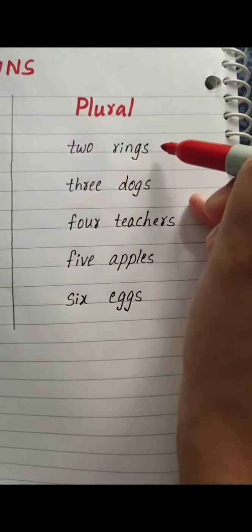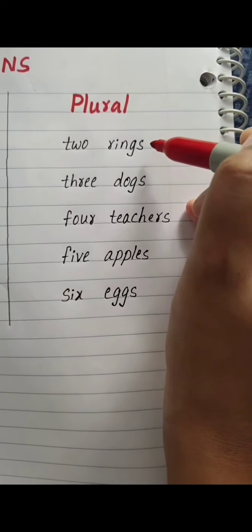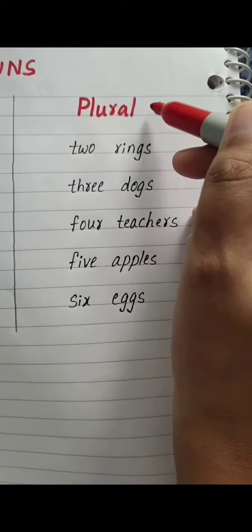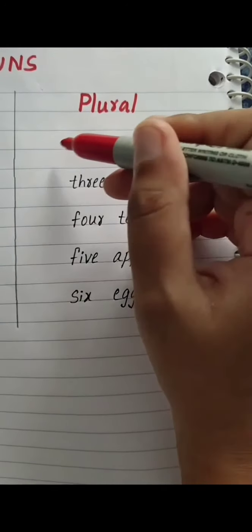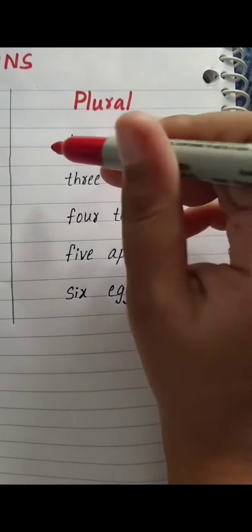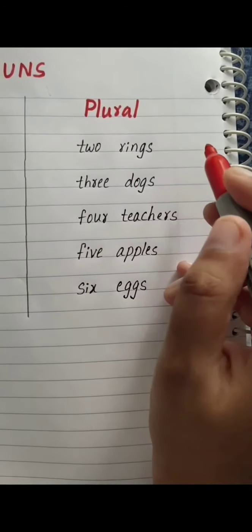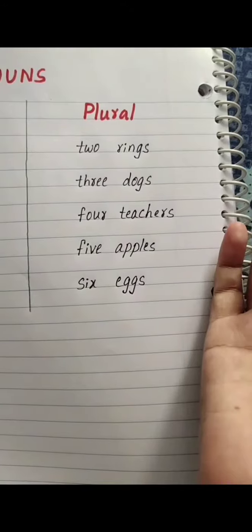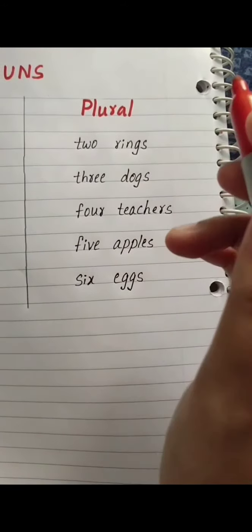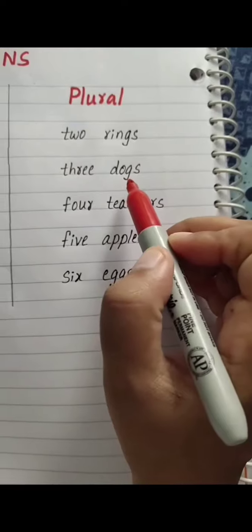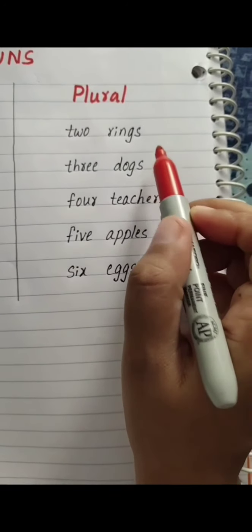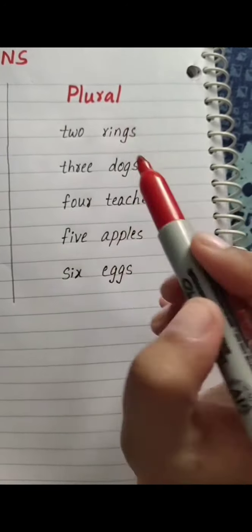Here 2 rings are there. So this is a plural. That's why we didn't use a or an in front of this. Okay. Next, second word, 3 dogs. How many dogs are there here? 3 dogs. I already told you, if there are more than one or many, that is plural noun. Here 3 dogs are there, that's why this is plural noun.